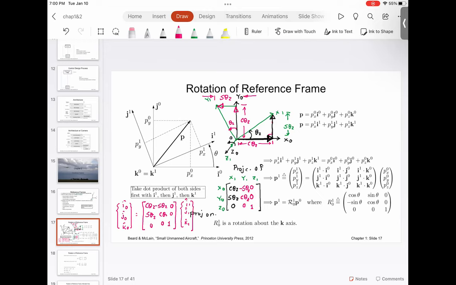This matrix is an orthonormal matrix. What do I mean by orthonormal matrix? If you find the determinant of this matrix, it is going to be 1 multiplied by cosine square theta z minus of minus sine square theta z. Sine square theta z plus cosine square theta z is 1. So the determinant of this matrix is 1. You agree with me?